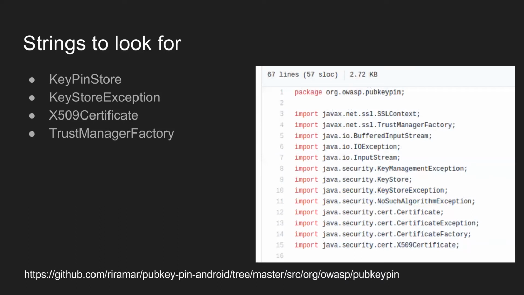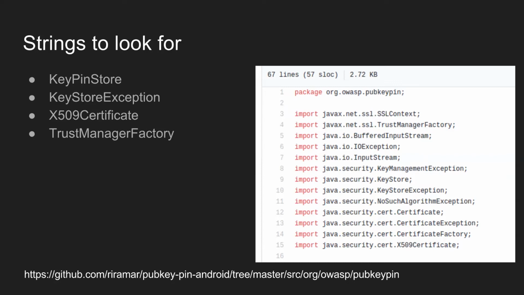Other things to look for. If the app's obfuscated, it might be a little hard to find these things, right? Well, the good news is even if it's obfuscated, you're still going to see the imports and certain exceptions in your code. So if you see things that look like KeyPinStore, KeyStoreException, X509 cert, TrustManagerFactory in your imports, they're probably doing something with the SSL there.